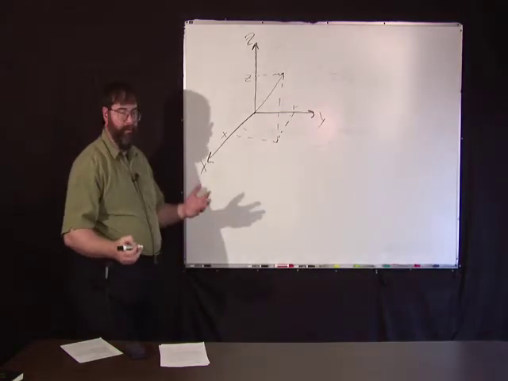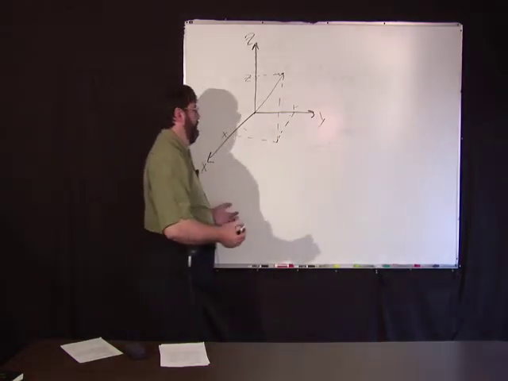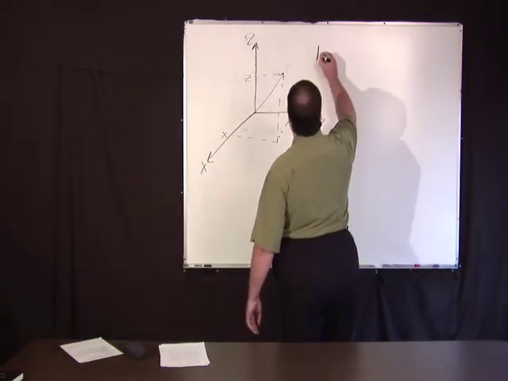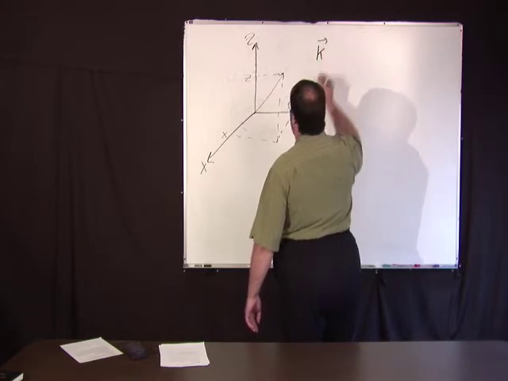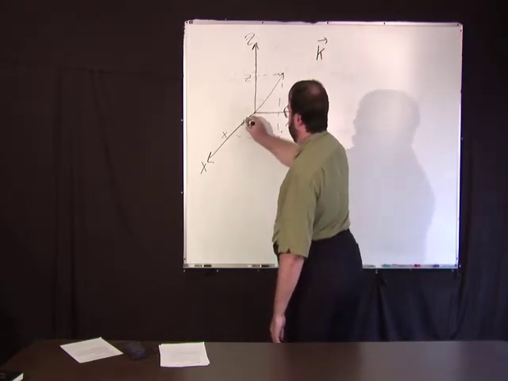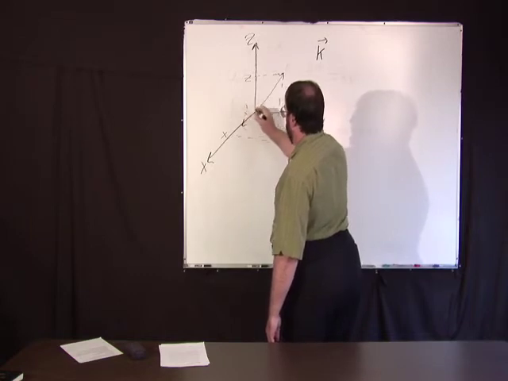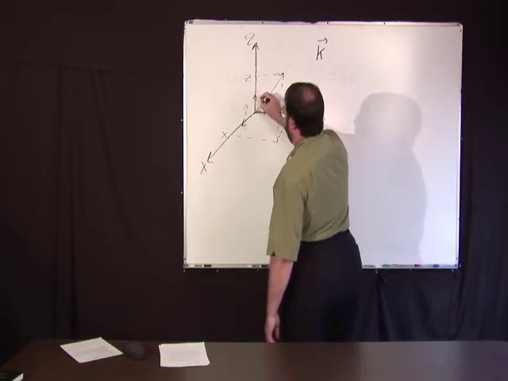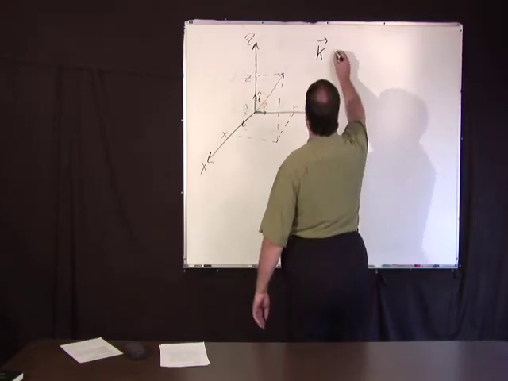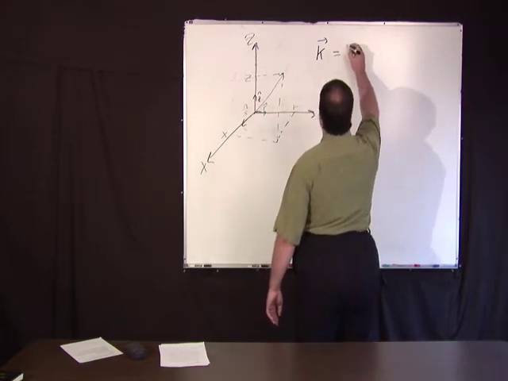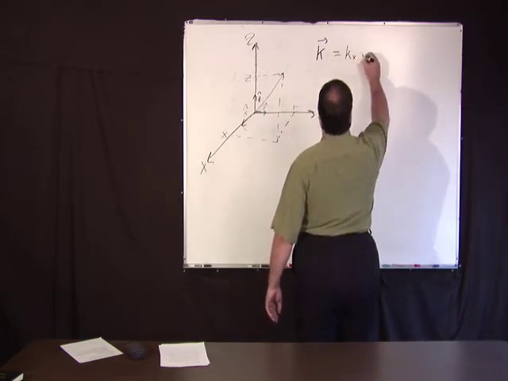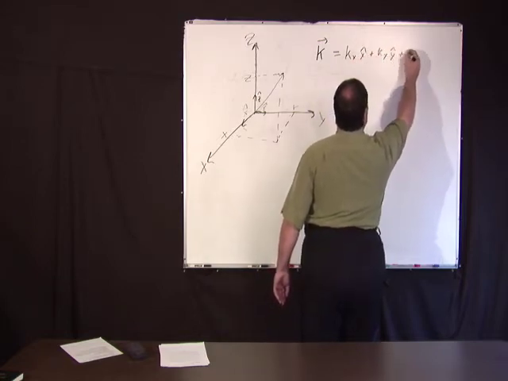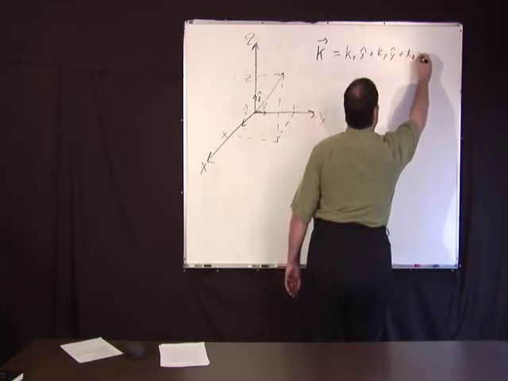So in general, a 3-dimensional wave propagates in a direction. The wave vector is a vector, k. Now if you pick 3 directions, one along the x direction, we'll call that vector x hat. Along this direction, we'll call it y hat. Along this z direction, it's z hat. In general, the wave vector is kx x hat plus ky y hat plus kz z hat.